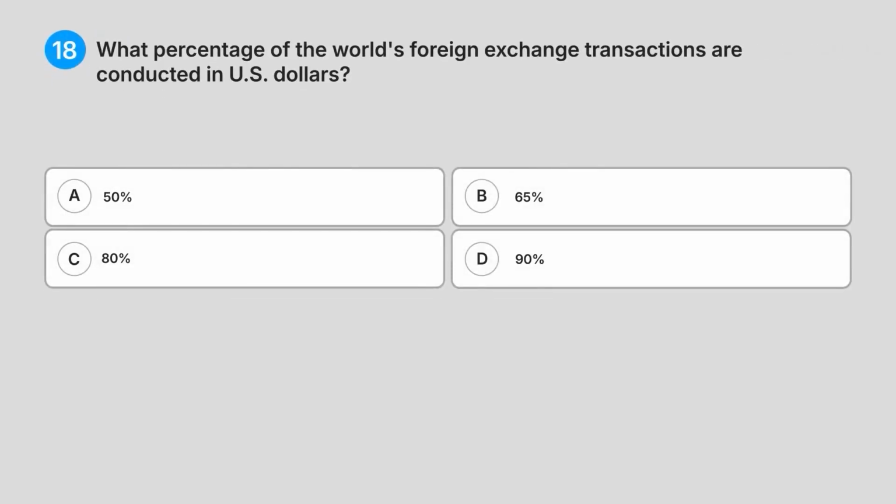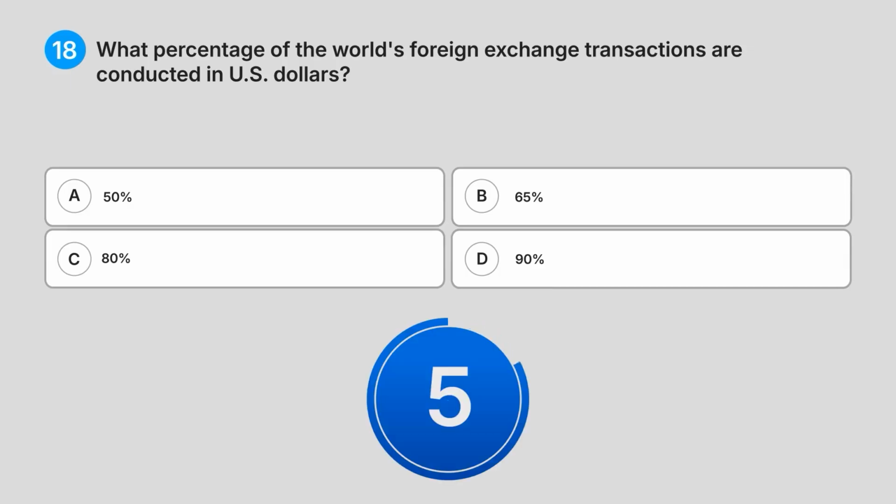18. What percentage of the world's foreign exchange transactions are conducted in US dollars? A. 50%, B. 65%, C. 80%, D. 90%. What do you think is the answer?